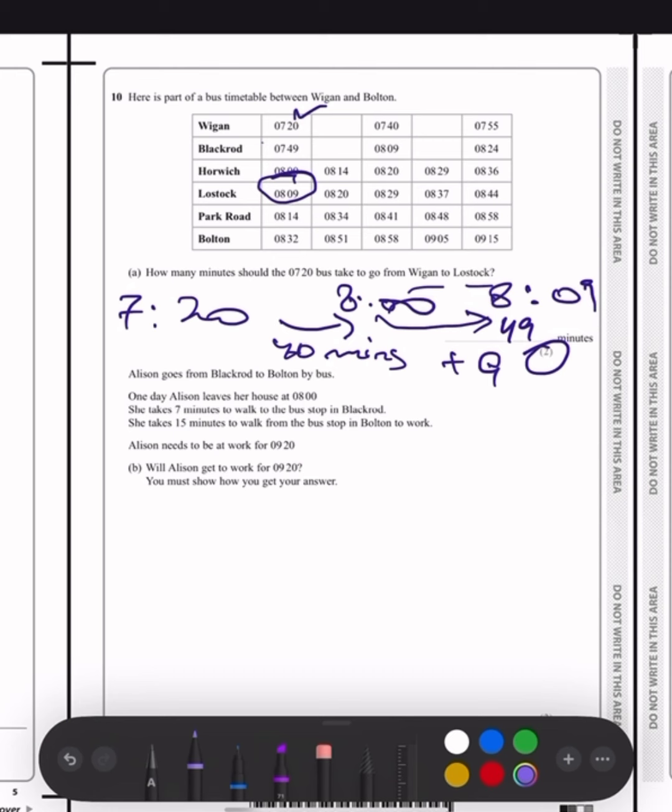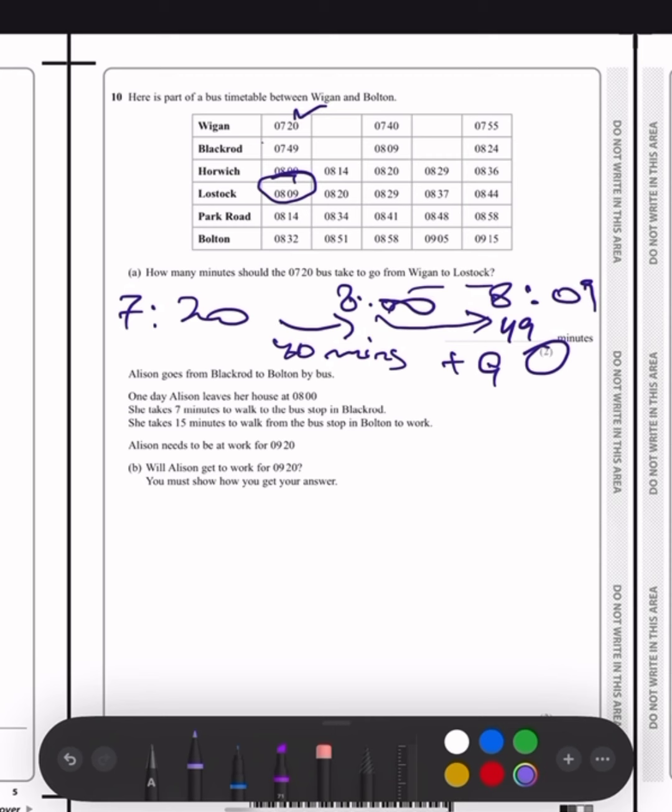Second question is, Allison goes from Black Road to Bolton by bus. One day Allison leaves her house at 8. She takes 7 minutes to walk to the bus stop in Black Road. She takes 15 minutes to walk from the bus stop in Bolton to work. Allison needs to be at work at 9:20. So will Allison get to work at 9:20? You must show how you get your answer.